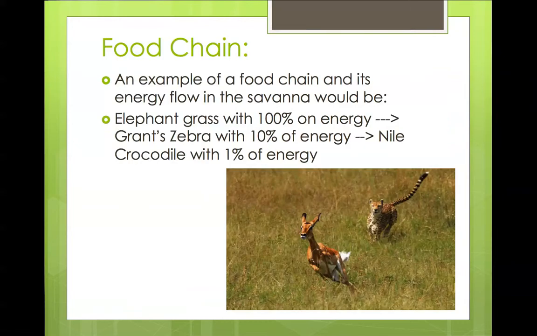An example of a food chain and energy flow is when elephant grass with 100% of the energy is eaten by Grant's zebra, which then gains 10% of the energy. And then that is eaten by the Nile crocodile, which receives 1% of the energy. As displayed in the image below, this is an example of predation that also occurs when the cheetah hunts its prey.